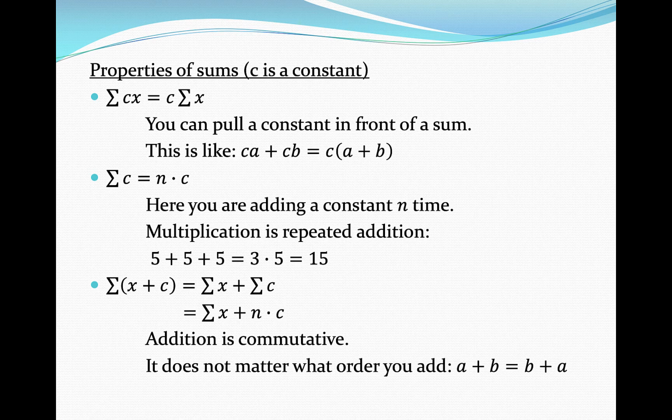Of course, we can further simplify this one because, in the previous property, we said the sum of c is equal to n times c. So you can actually rewrite that sum of c as n times c, and we can simplify this further to the sum of x plus n times c. But these are properties that are important to know. You're going to use those algebraically in this section, but we will continue to use these properties as we solve for sums throughout the remainder of the semester.